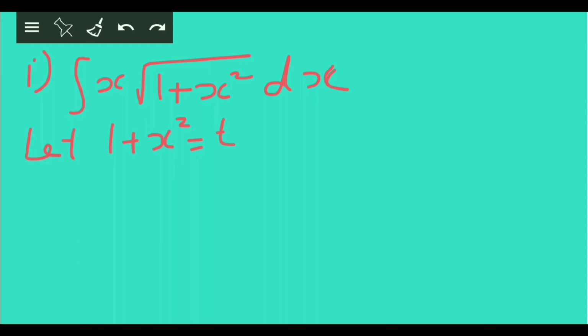So learn it properly. The next step is differentiating both the sides with respect to x. So we find the derivative with respect to x on both the sides. So we write over here, when we find the derivative, what is the derivative of 1? It becomes 0 because 1 is a constant. The derivative of x square is 2x. So we get here 2x is equal to, what is the derivative of t with respect to x? It becomes dt by dx.